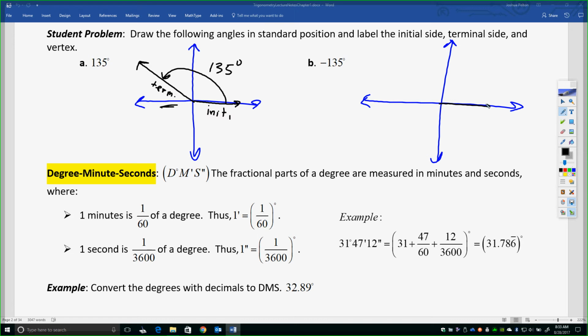So for negative 135, same initial side, and we'll go this way for negative 135 in the clockwise direction to the terminal side. Alright, let's scroll down, go to the next piece.